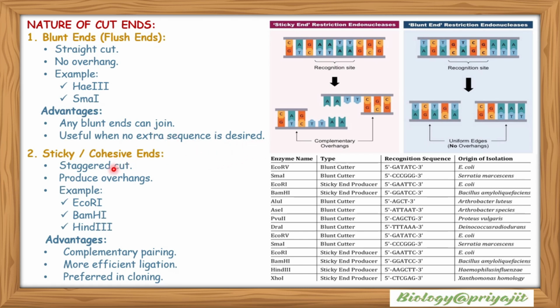Sticky or cohesive ends, also known as staggered cut. They produce an overhang. Examples include EcoRI, BamHI, and HindIII. Advantages include complementary pairing and more efficient ligation, and they are preferred in gene cloning experiments.